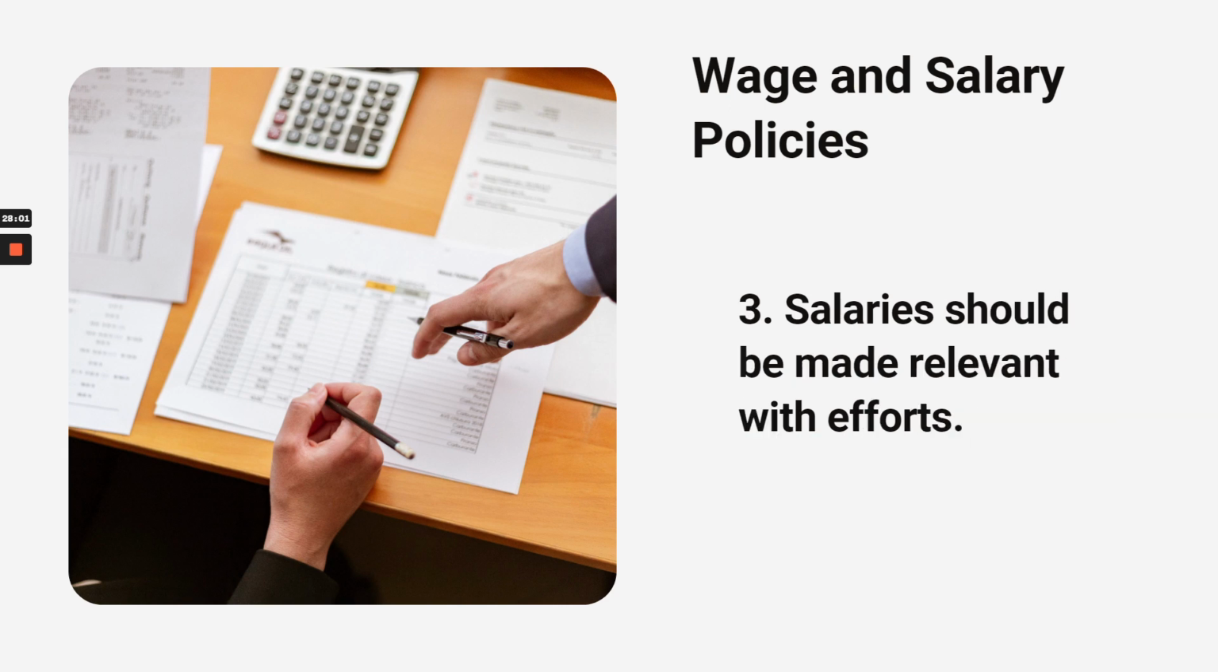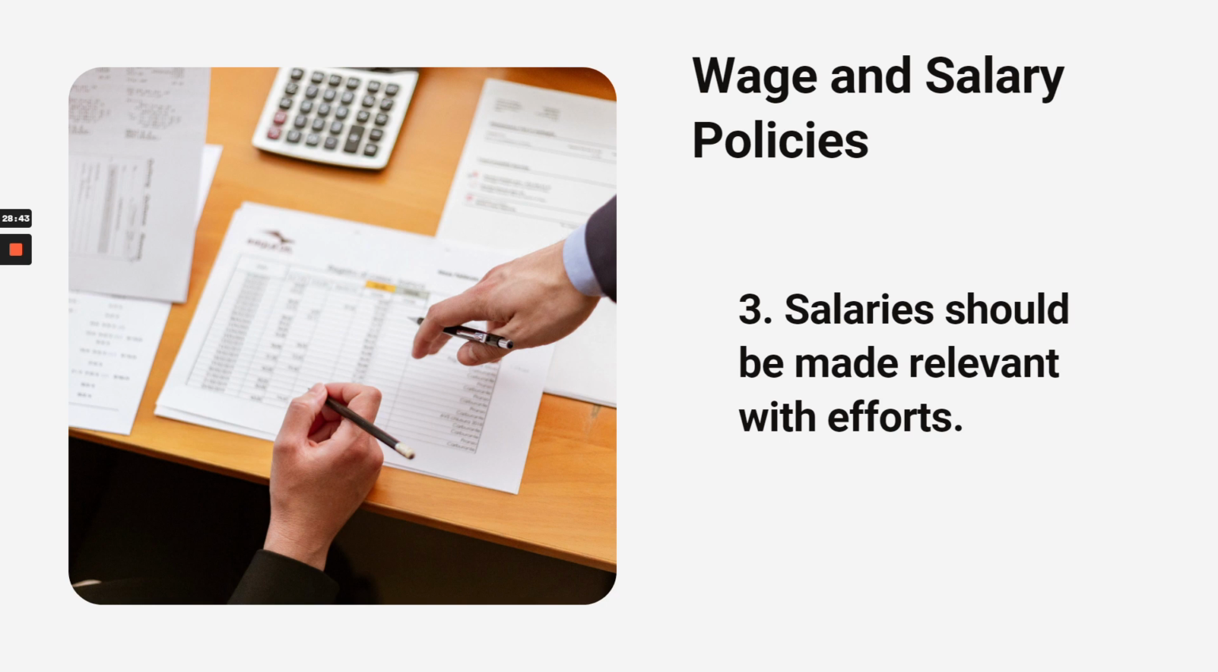Number three, salary should be made relevant with efforts. So standards should be set, and they should be reachable by the good worker. So your standard should be, of course, achievable, right? Standards should be set so as to challenge a worker to reach for extra effort. So they have to decide to do extra effort so they can reach the standard and be paid properly. Once he has achieved the standard, he should be rewarded for his effort with increased earnings.